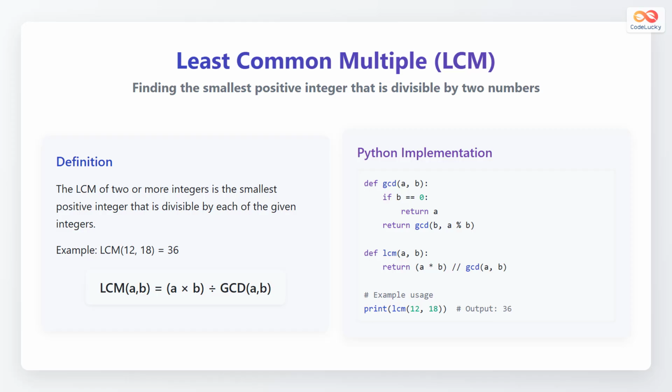Now let's move on to the least common multiple, or LCM. Here we are finding the smallest positive integer that is divisible by two numbers. The least common multiple of two or more integers is the smallest positive integer that can be divided by each of the given integers without any remainder. For example, the LCM of 12 and 18 is 36, because 36 is the smallest number that both 12 and 18 divide into evenly. There's a useful formula to calculate the LCM, that is, the least common multiple of a and b equals a times b divided by the greatest common divisor of a and b.